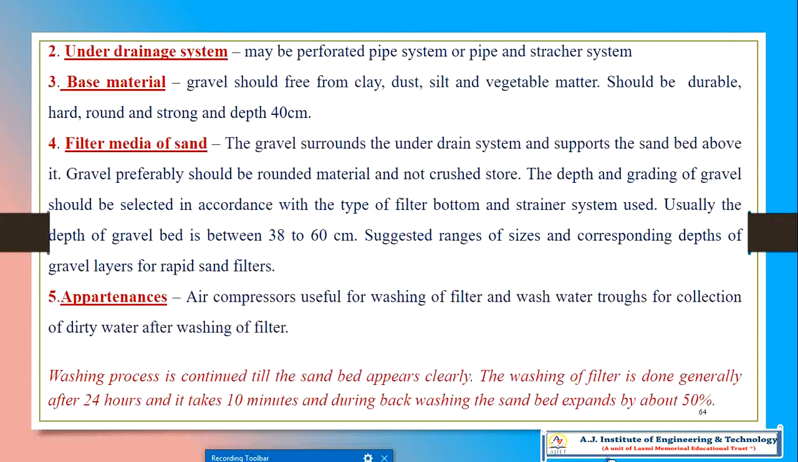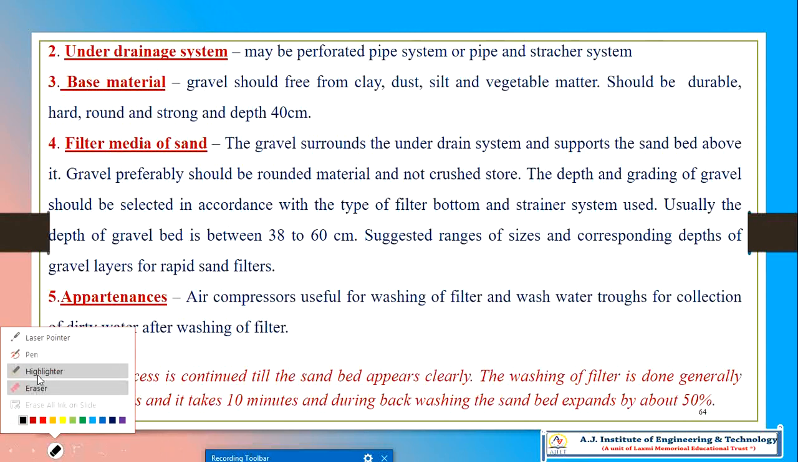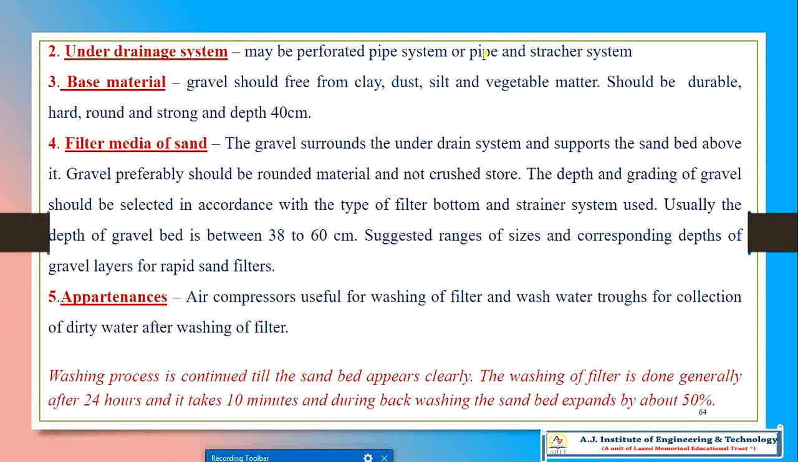Second one, an under drainage system may be preferred. Usually you use a pipe system. Preferred is a perforated pipe system, and or a pipe and stretcher system. Base material, if you take, should be free from clay, dust, silt, vegetable matter. I already discussed this. It should be durable, hard, strong enough, and the depth should be 40 centimeter.